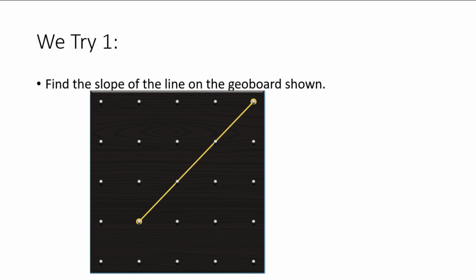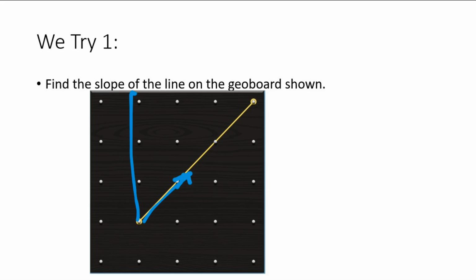So let's try this one together. We want to find the slope of this line on the geoboard. So the first thing I'm going to do is figure out how I'm rising. Am I going up or down as I go from left to right? As I'm going from left to right, I'm going up, right? I'm going up this slope. So it's going to be a positive slope because I'm going up as I go from left to right.